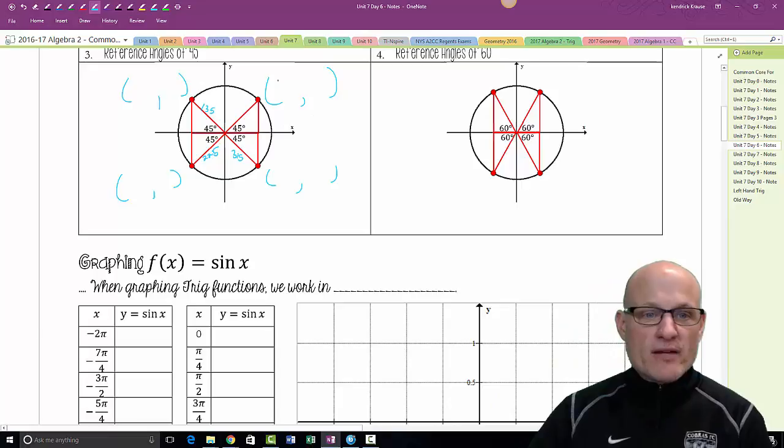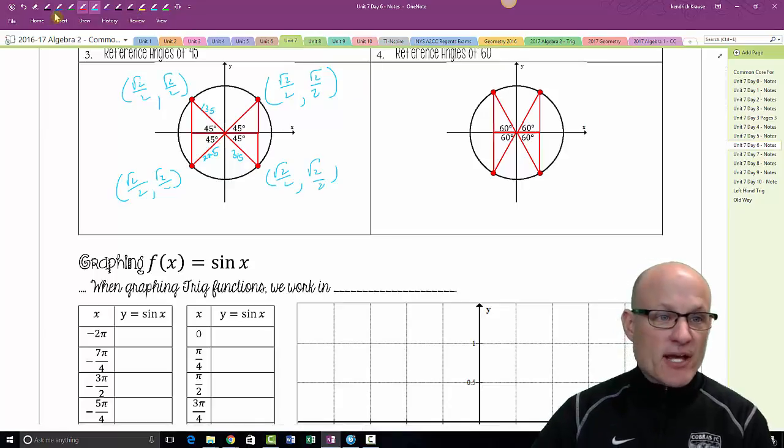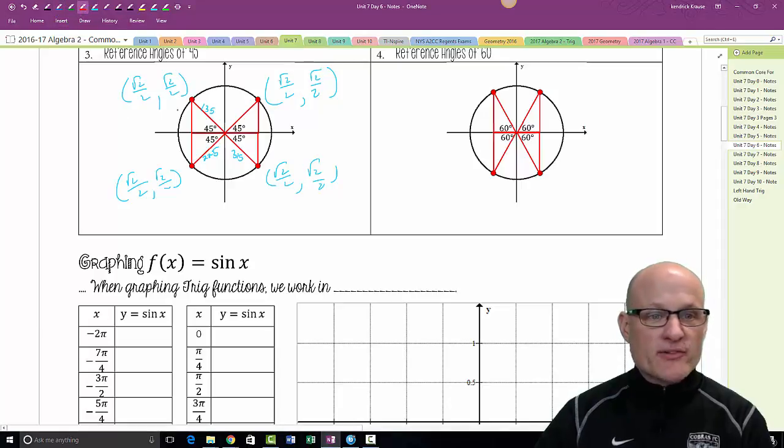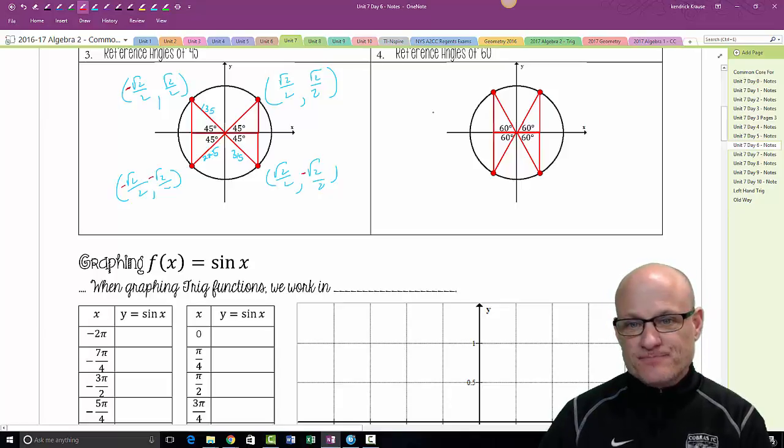So for every one of these, it's going to be the square root of 2 over 2. Anybody getting tired of me saying that? Square root of 2 over 2. And the only difference, once again, is going to be the signs. In this quadrant, x is negative. In this quadrant, both x and y are negative. And down here, y is negative.